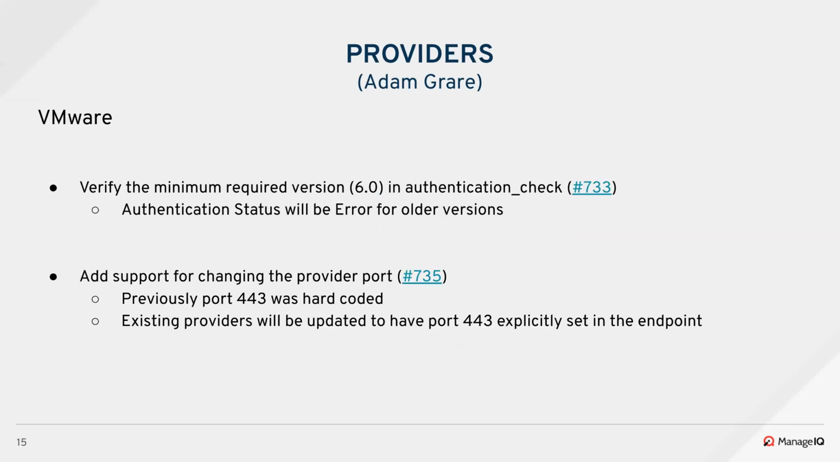For VMware, version 6.0 has been the minimum required for a while, but we weren't actually enforcing this. So now, when we verify the authentication credentials are valid, we also check the minimum version. This is important because as VMware adds features, we have to continually add checks on the version to see if we can use a certain feature or not. So coming up in the next sprint, we'll be able to drop all that old conditional code for versions less than 6.0, which is nice for cleanup purposes.